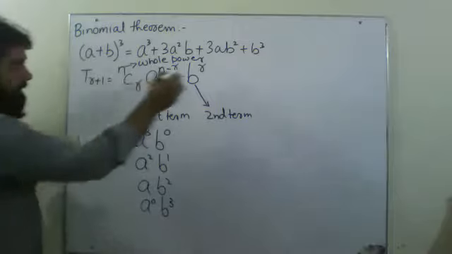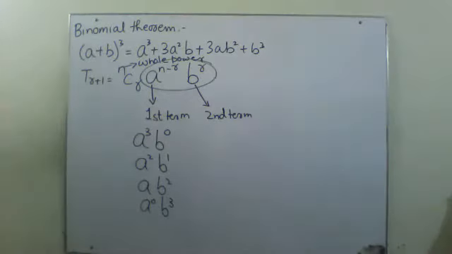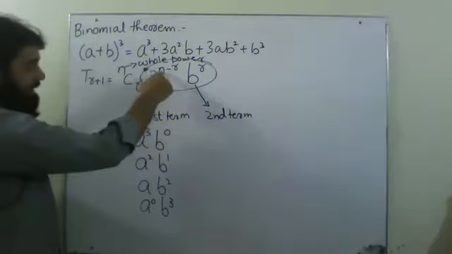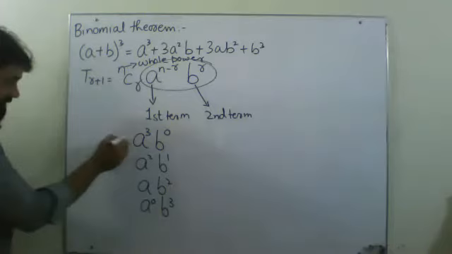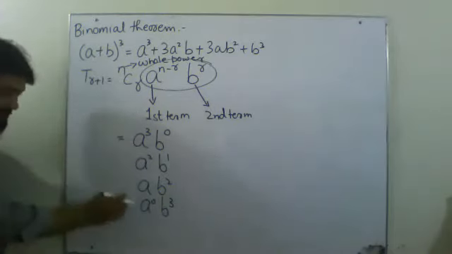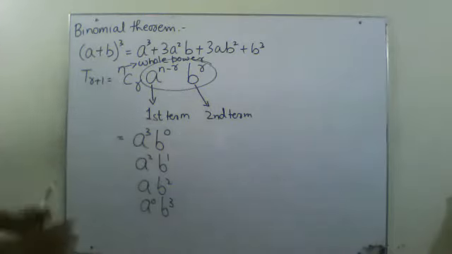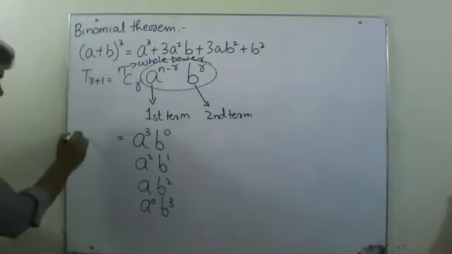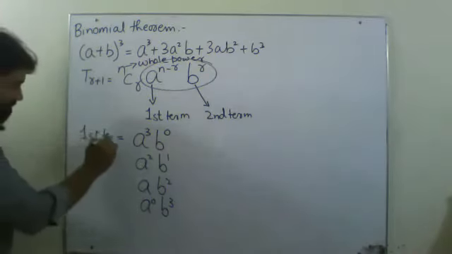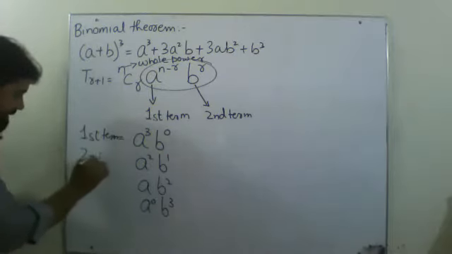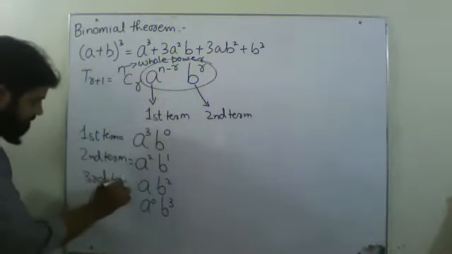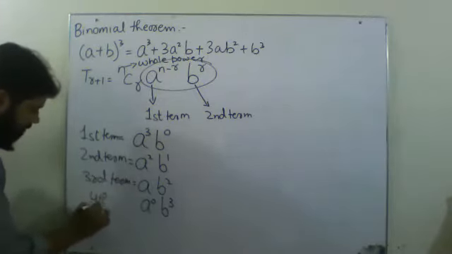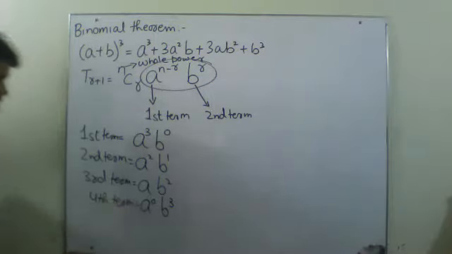Now, let's compare it with this one: a to the power n minus r, b to the power r. Which term is this one? I haven't written my coefficient right now. I'm not talking about the coefficient, I'm just talking about the variables. So this is my first term, this is my second term, this is my third term, and this is my fourth term over here.